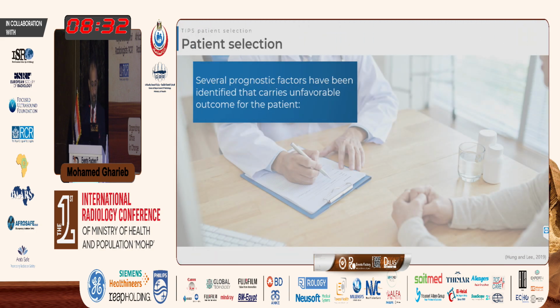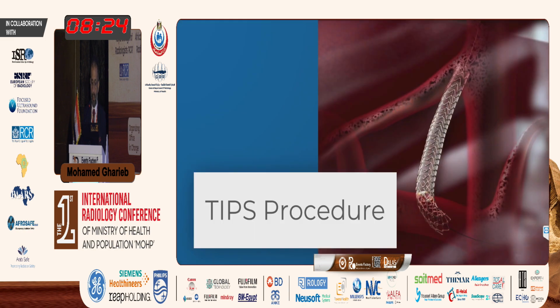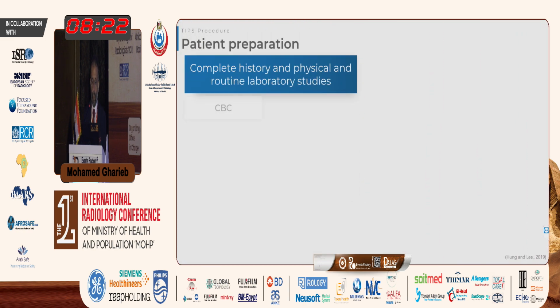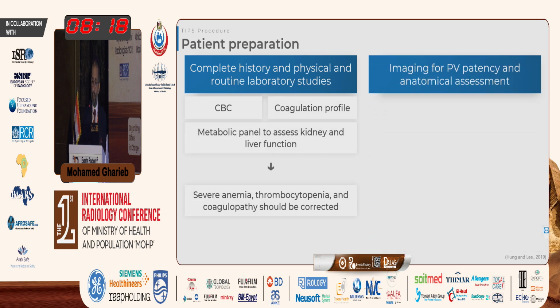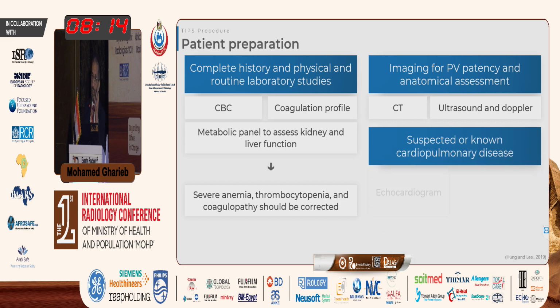How to select a patient? As we said before, there are no absolute contraindications for TIPS. We select the patients according to the bilirubin, the albumin, the Child score level, MELD score. Preparation for the procedure, usually we do the renal profile, thrombocytopenia. In patients with Budd Chiari syndrome, we must search for the cause.